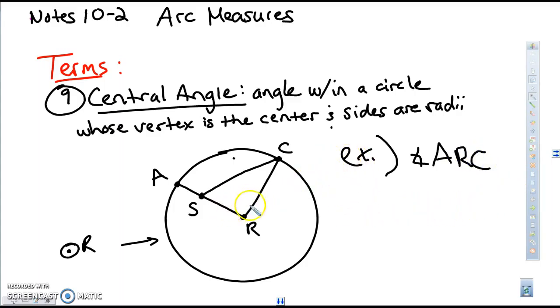So this angle here is a central angle. A non-example would be angle ASC. That is not a central angle, and that is because the vertex of the angle is not the center of the circle. So that's your first term.